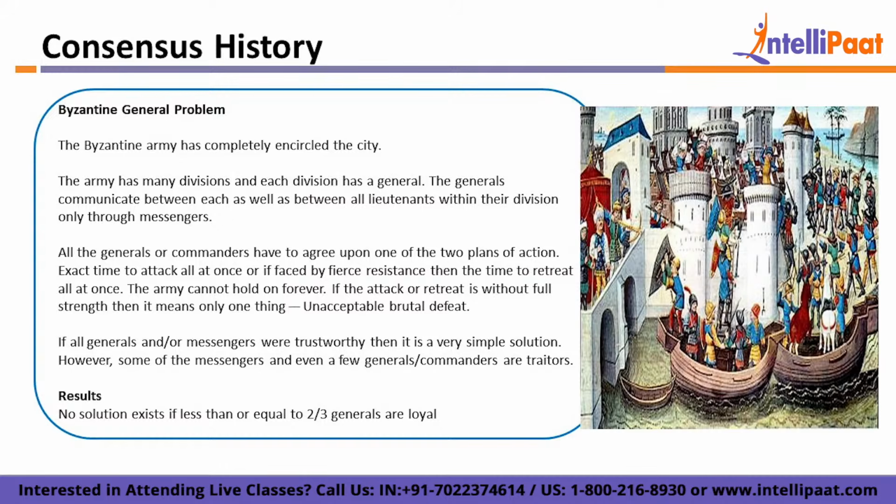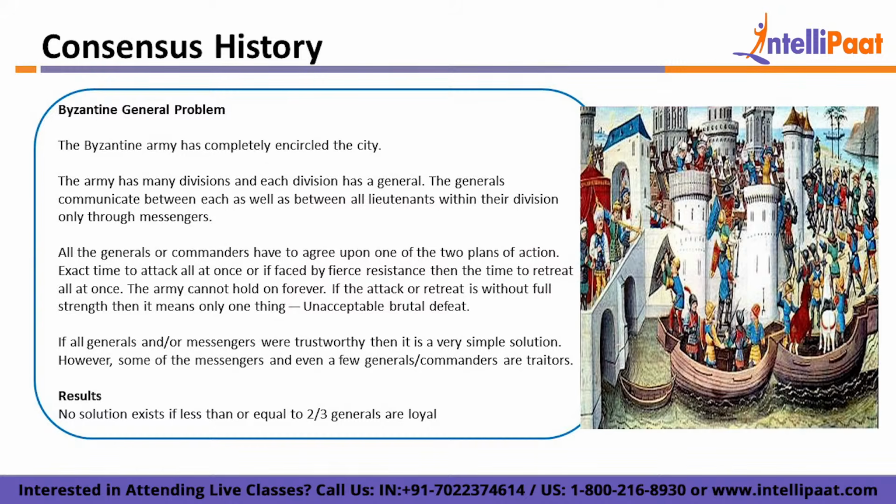This is how they were communicating. All the generals or commanders have to agree upon one of two plans of action. That means the exact time to attack all at once, or, if faced by fierce resistance, the time to retreat all at once. So the army cannot hold on forever. If the attack or retreat is without full strength, then it means only one thing: unacceptable, brutal defeat. So everyone had to be trustful and work in a coordinated manner.